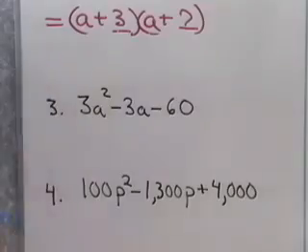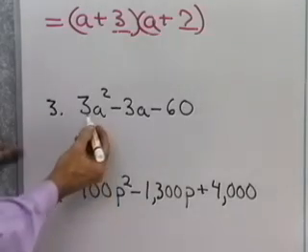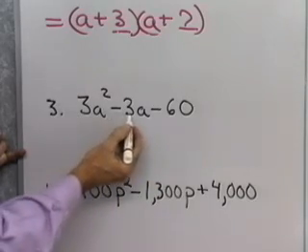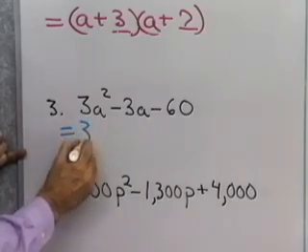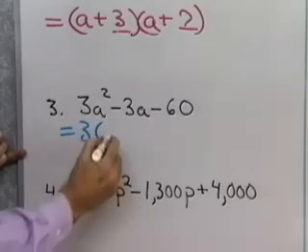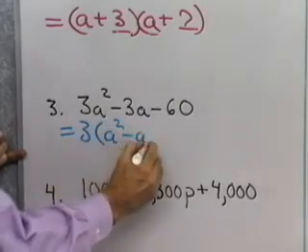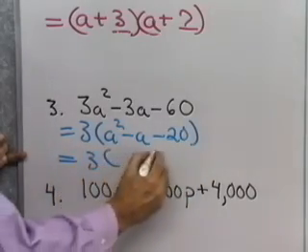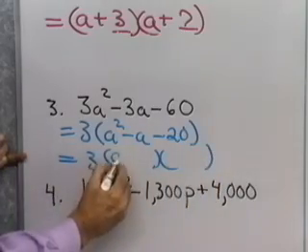Here's another one. 3a squared minus 3a minus 60. Before I do my factoring as into 2 binomials, I want to take out the greatest common factor. So I'll begin by that kind of factoring. 3 times a squared minus a minus 20. Now that'll be 3 times, I need 2 binomials.